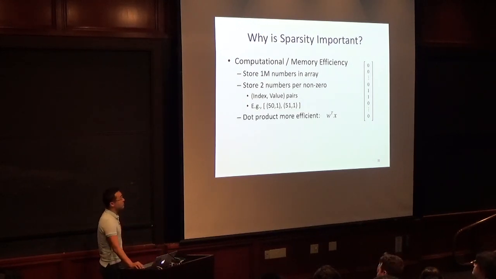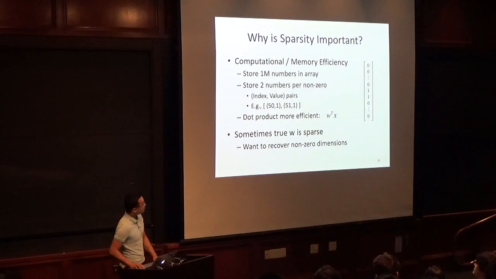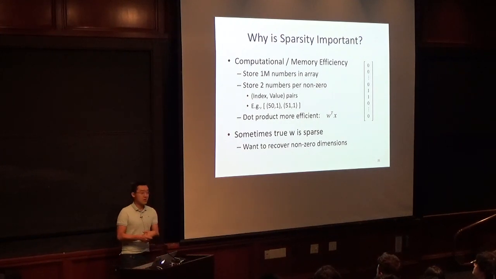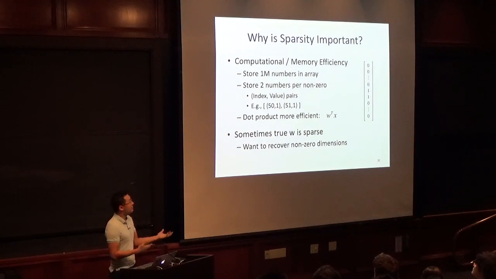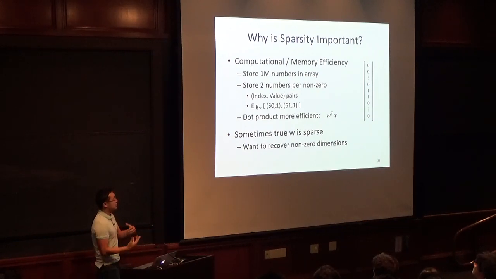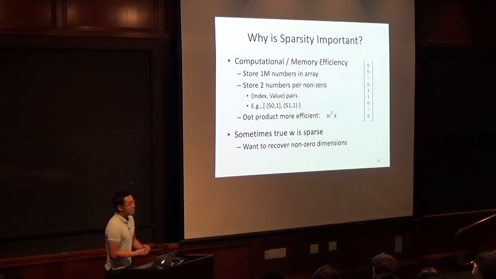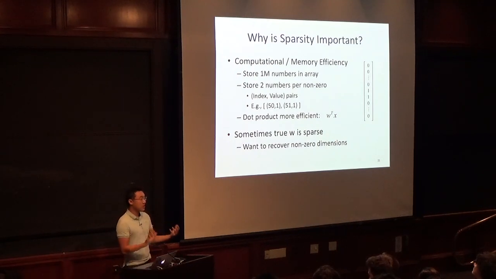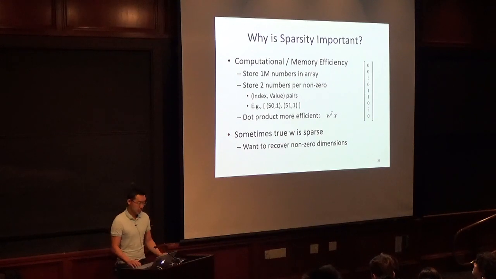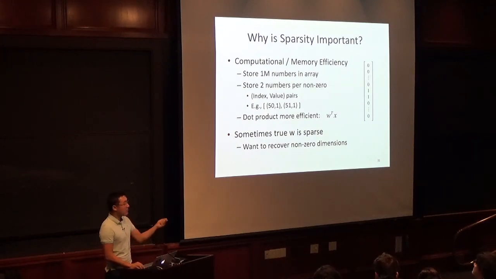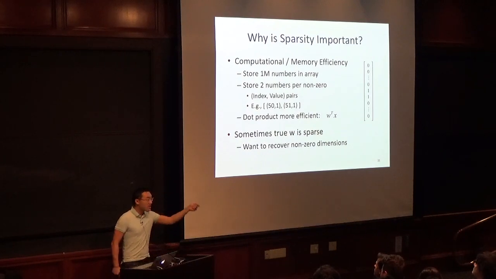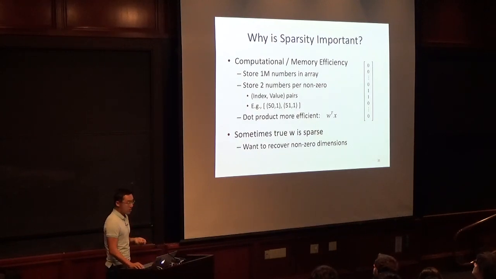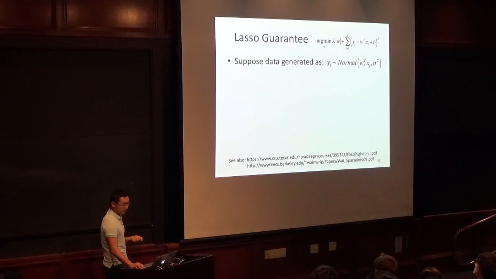The dot products are also more efficient. And sometimes the true W is sparse. There's an entire field called compressed sensing, from which a lot of this machinery and terminology is borrowed, where they assume that the actual W that we care about is sparse. And so we want to recover not only a good predictive model, but exactly which entries of W are non-zero, also known as the support of W.